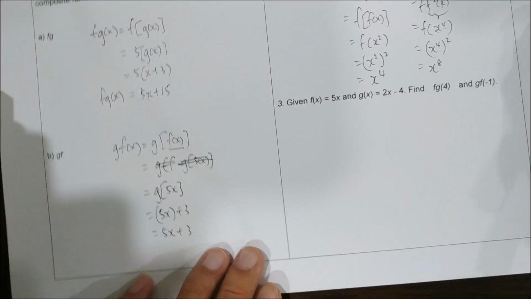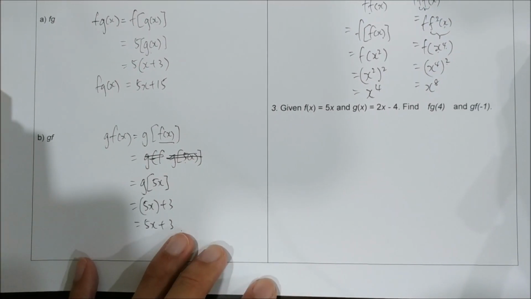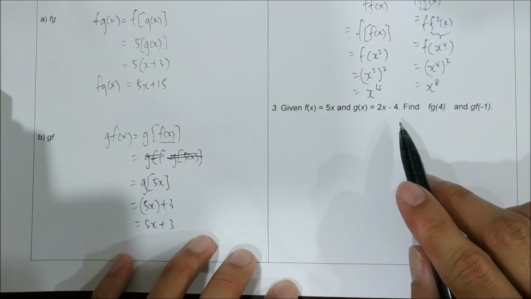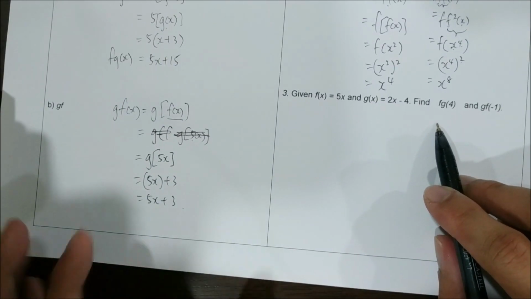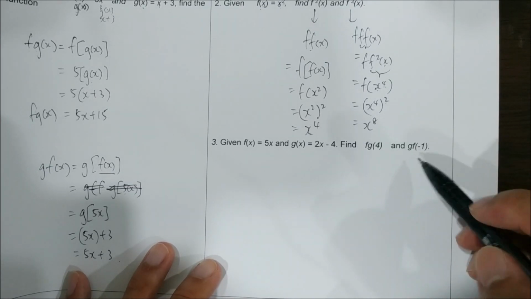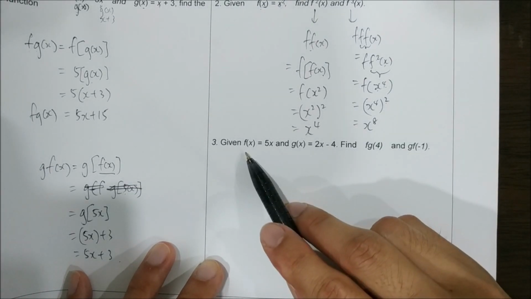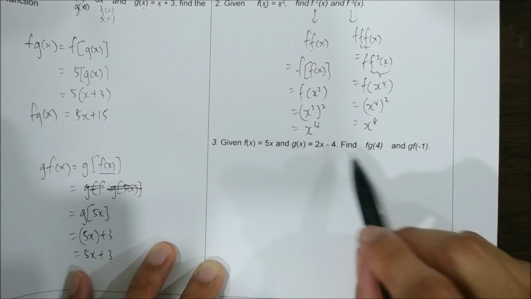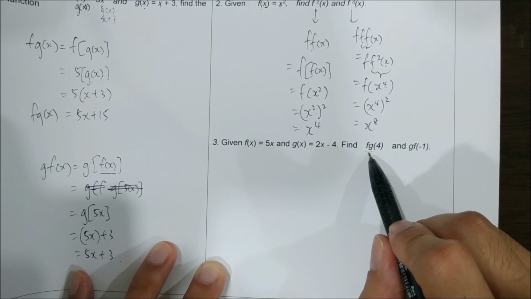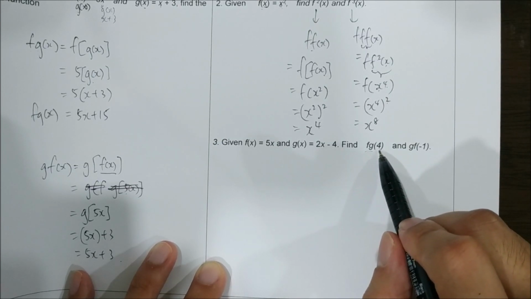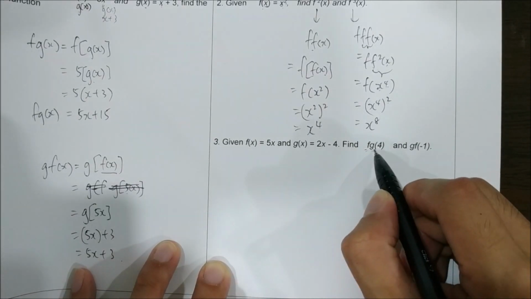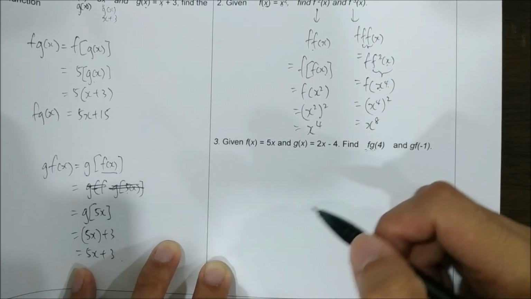Now we continue. Given f(x) equals 5x and g(x) equals 2x minus 4, find fg, the composite function of fg, 4 and gf(negative 1). So the functions here are separate functions, f and g. But here we have a composite function. So it's very obvious that we need to find the composite function fg before we can find the value of fg(4). So the first thing we do is find the composite function fg using the previous method.